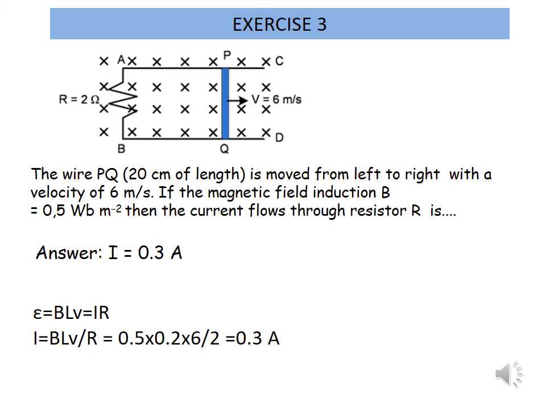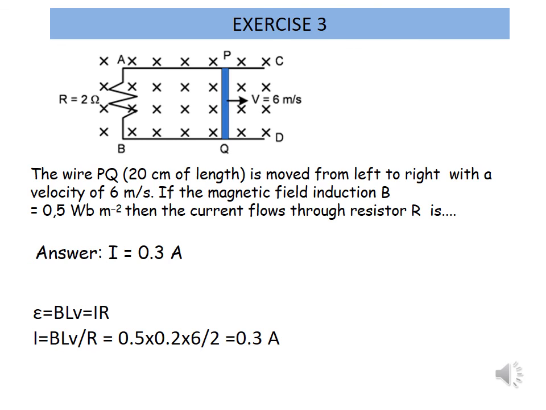The last exercise is like this. If we have a wire PQ with a length of 20 centimeters, this wire is moved from left to right. Of course, when the wire is moved, the number of magnetic field lines, or the amount of flux, will increase because the area now increases. The wire is moved with a velocity of 6 meters per second. If the magnetic field induction B is 0.5 Weber per meter squared, then the current flowing through the resistor is?